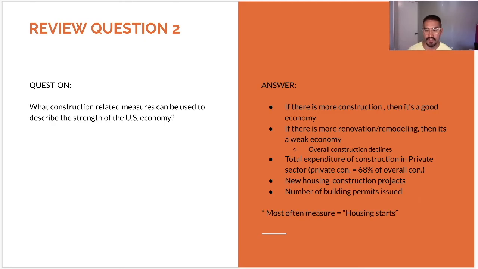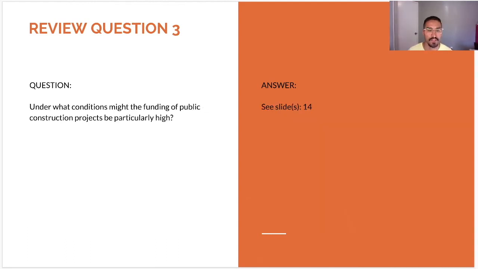And a final measure to look at is the total building permits issued. More building permits issued, that means the economy is doing well, there's more construction, and if it's not, there'll be less building permits issued. Under what conditions might the funding of public construction projects be particularly high? The answer to this can be found in slide 14.